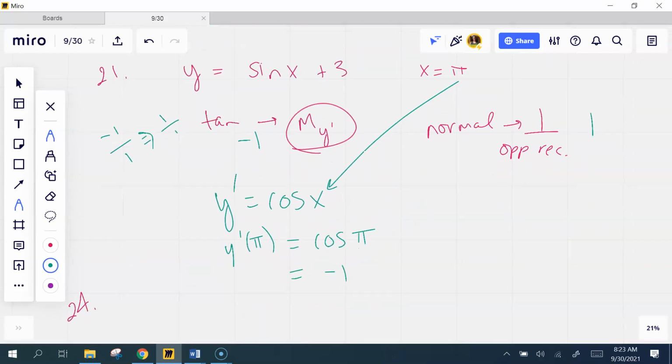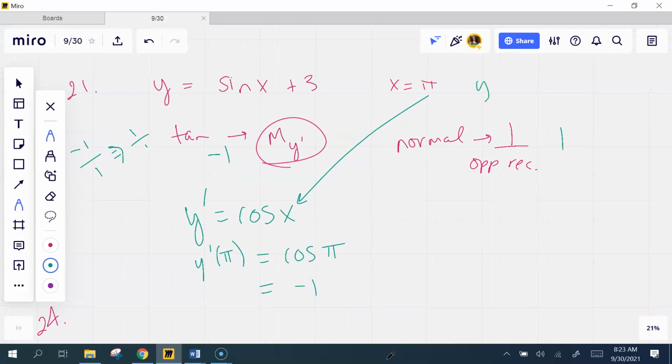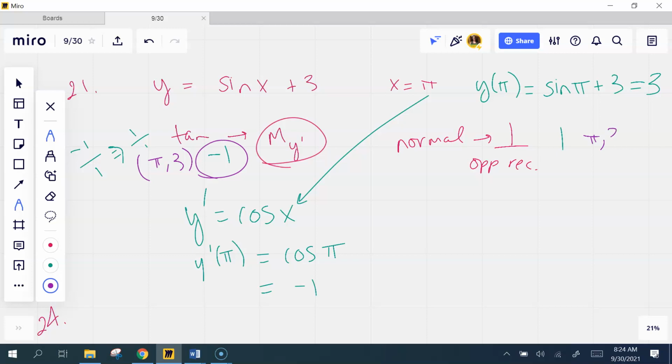That's just slope. I need the point at pi, so I need y of pi, right? Sine pi plus 3. What's the sine of pi? 0. So this is just 3. So what I'm doing is I'm writing two equations of two lines. I'm writing the equation through the point pi, 3 with a slope of -1, and the equation of the line through the point pi, 3 with a slope of 1.